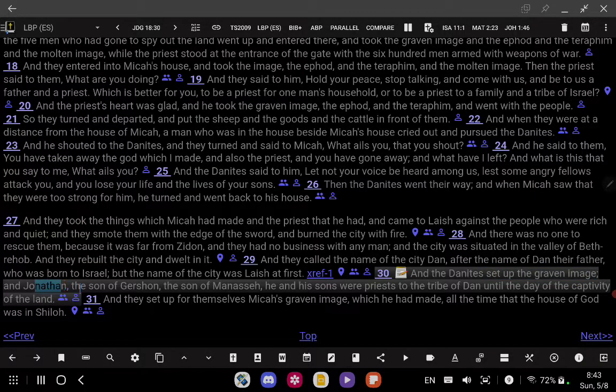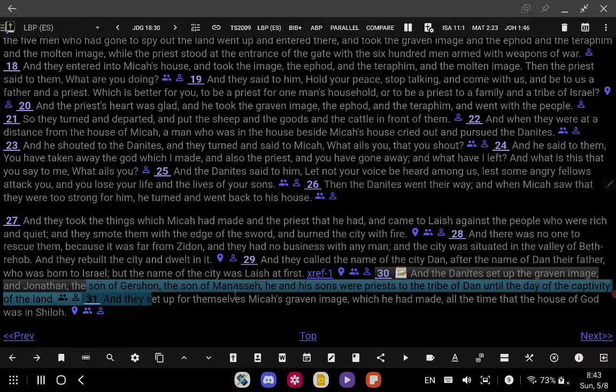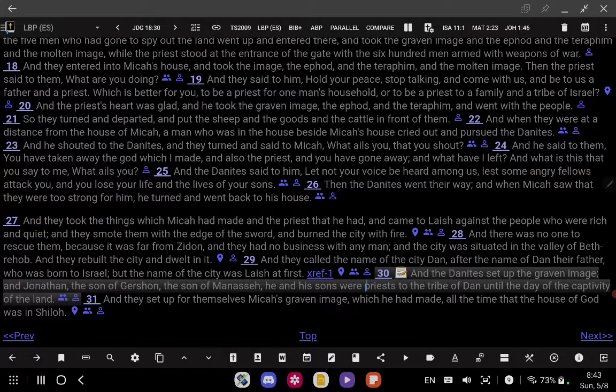And Jonathan, who is the son of Gershon, the son of Manasseh, he and his sons were priests to the tribe of Dan. So they served as priests to the tribe of Dan, the ones that set up the graven image, until the day of captivity. So what's going on with this particular verse? All right, so let's go into compare.